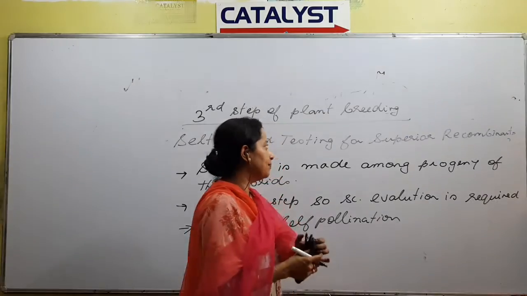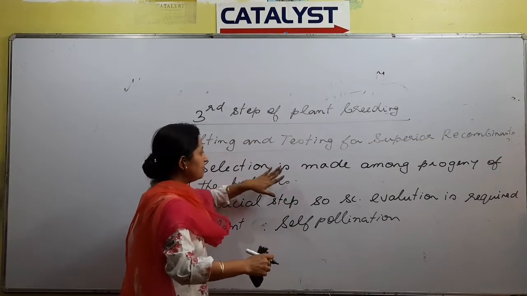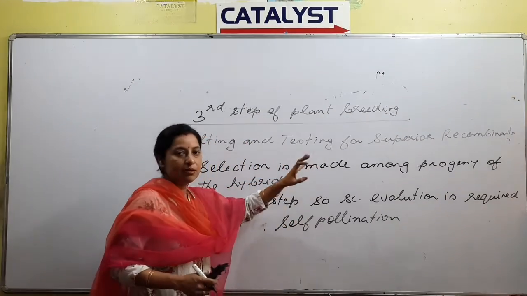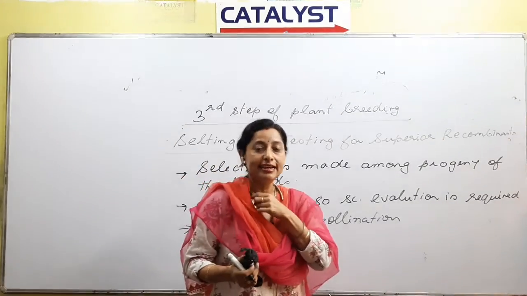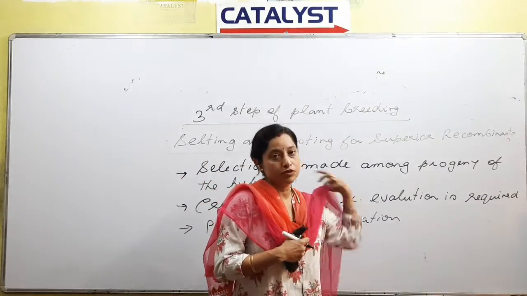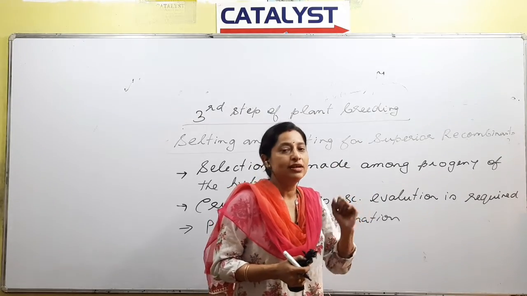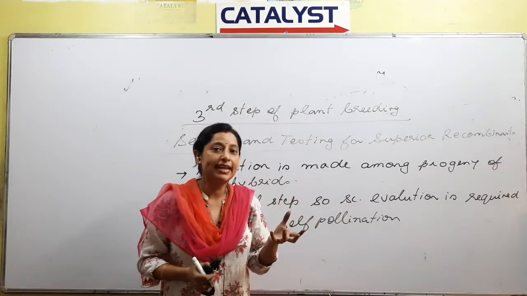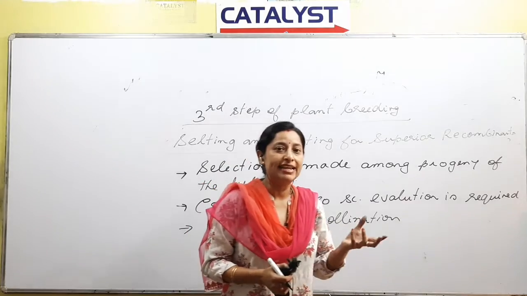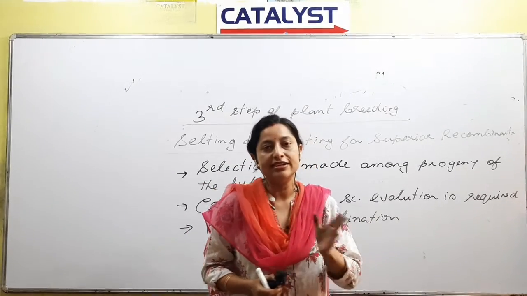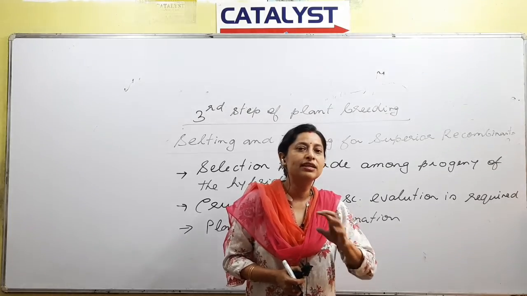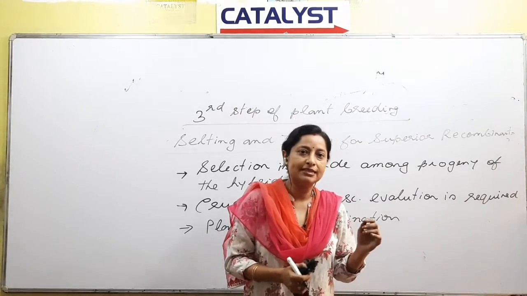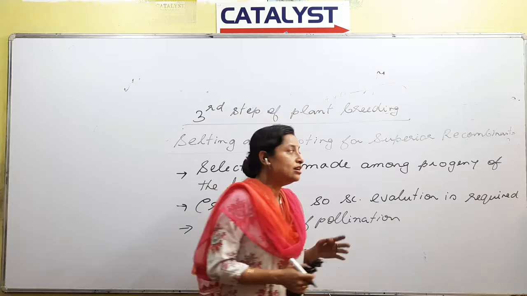So what we need to remember is that selection is made among the progeny. We applied the hybridization technique, got the progeny, and from those progeny we select the best. Best means the plant has undergone certain scientific evaluations and been grown for many growing seasons, and ultimately we have obtained the superior recombinant.